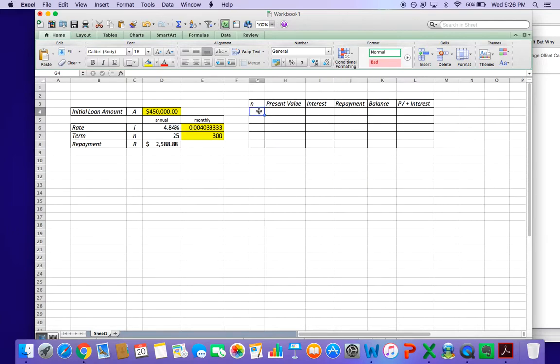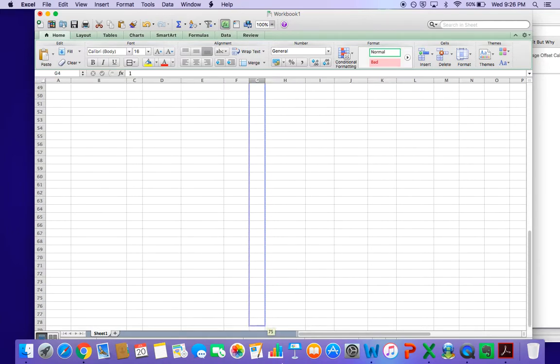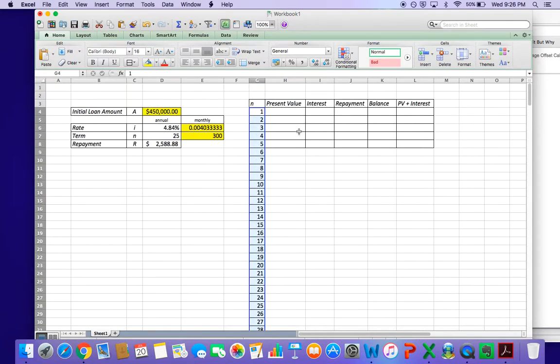First thing is, let's get a column of months. We need to take this up to 300, so we're going to take that for a little walk down the page until we get to 300. And there we are, about there, good. Now, the present value. This is a month-by-month analysis, so in this first row we're looking at what's happening in the first month. The present value is basically what we owe at the start.